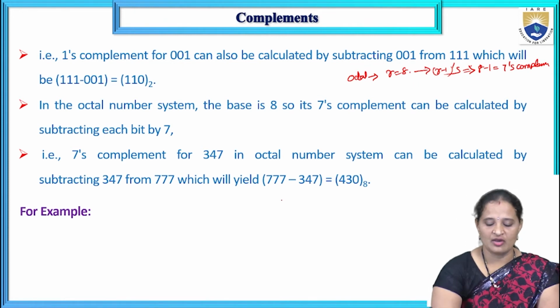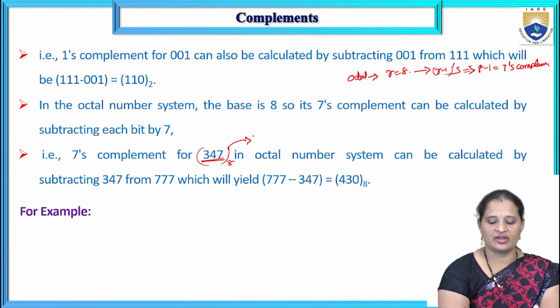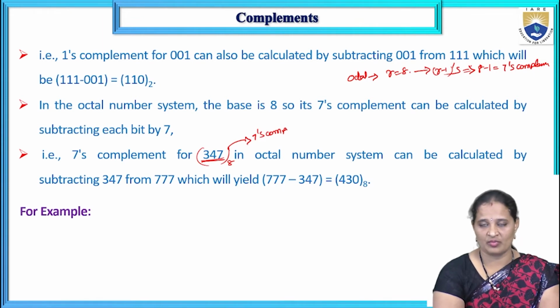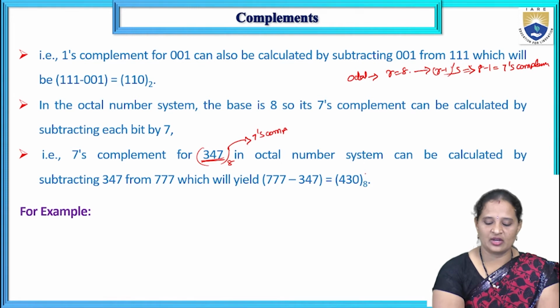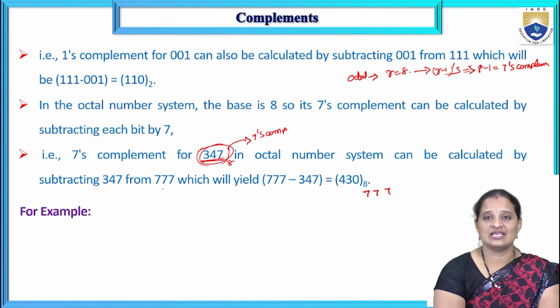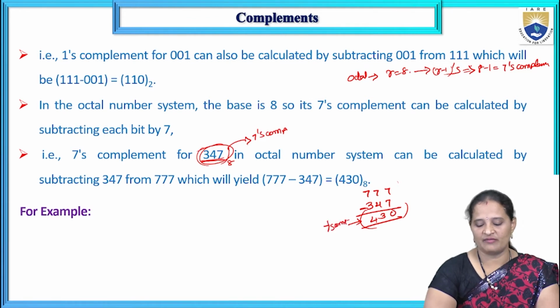So that the 7's complement of an octal number can be obtained. For example, here 347 is my octal number. Now I want to find the 7's complement, which is nothing but the diminished radix complement. Right? So how can I find it? Simply by subtracting each digit. How many digits is it? It is a 3 digit number. So I have to take 3 sevens, and each digit should be subtracted from 7. So 0, 3, 4. 430 is the 7's complement of the given number.